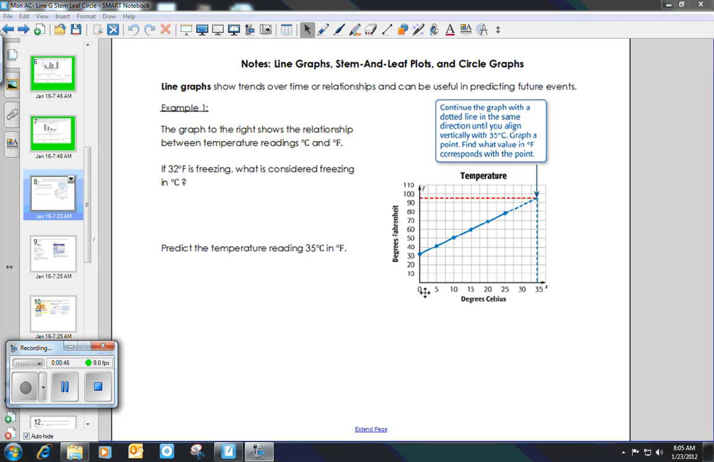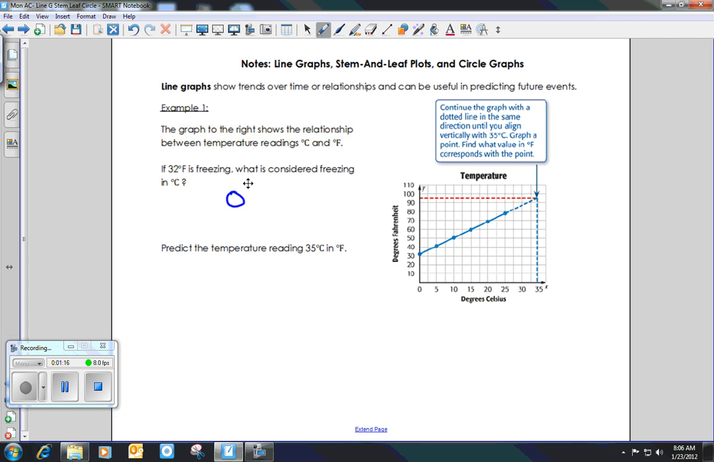So to read this, we've got degrees Celsius on the x-axis, Fahrenheit on the y-axis. Our title is temperature. The question says, if 32 degrees Fahrenheit is freezing, what is freezing in Celsius? So all we have to do is come to the Fahrenheit side and find 32, and it happens to be this point right here. Then we follow that straight down to the Celsius axis and see that it is 0. So 32 degrees Fahrenheit is freezing, and 0 degrees Celsius is freezing.